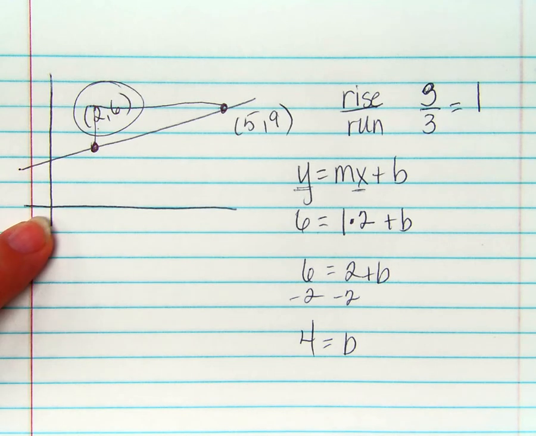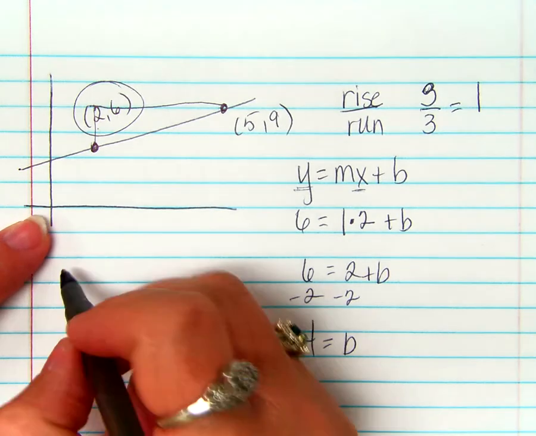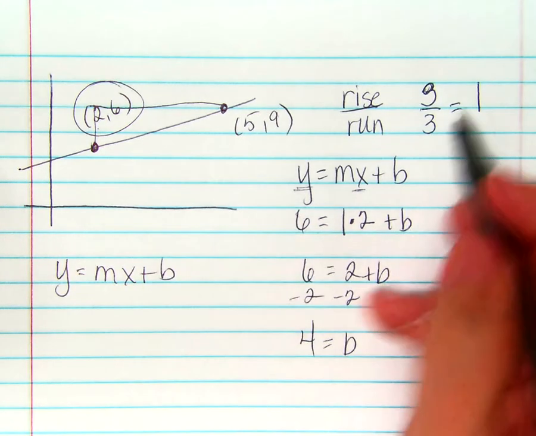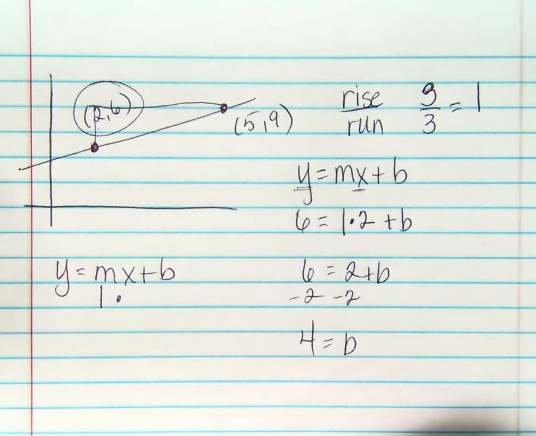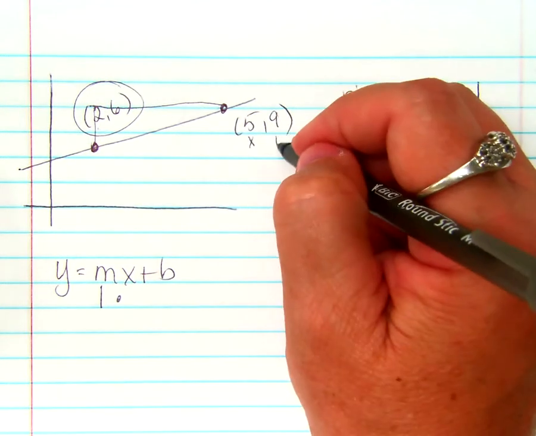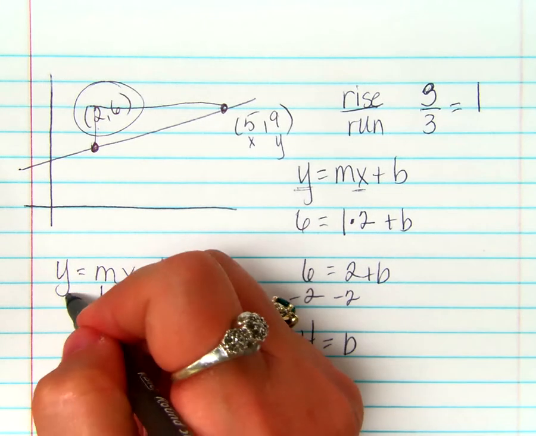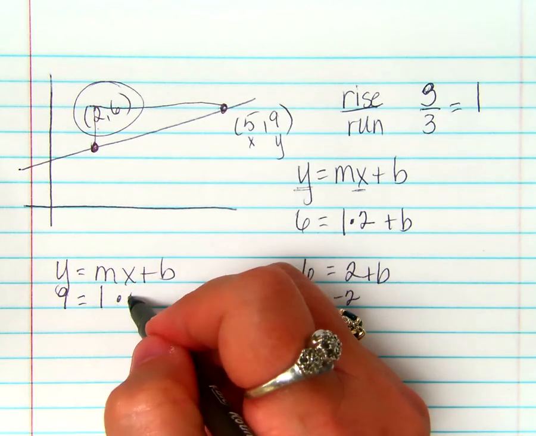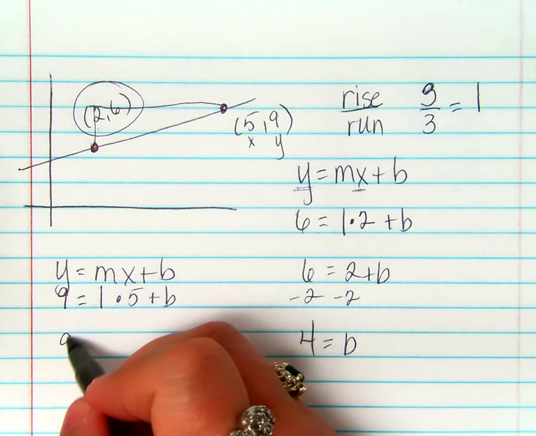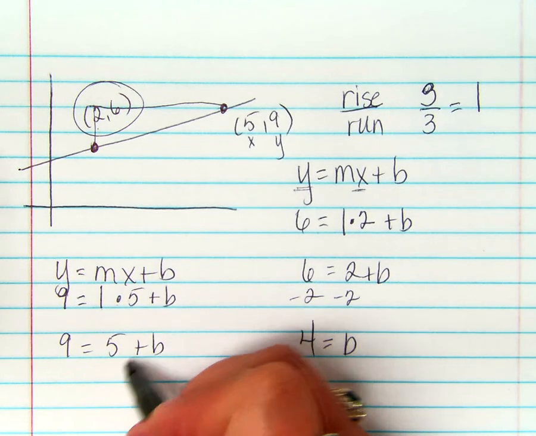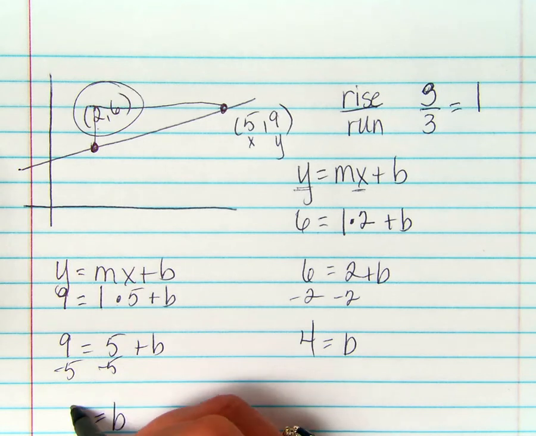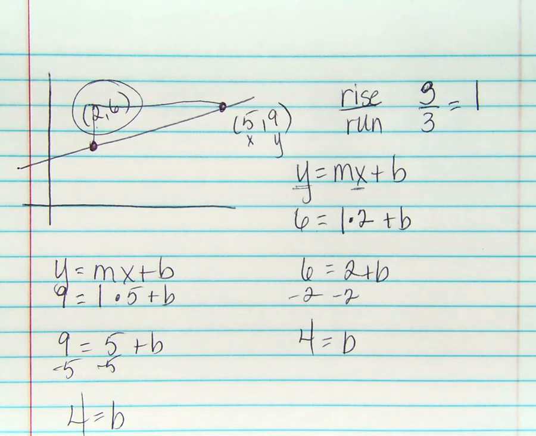However, I don't want him to think that I ignored what he asked me to do. Let's say y equals mx plus b, and I know my slope is m, so I know my m is 1. But this time I'm going to use the 5 and the 9. So my x is my 5, and my y is my 9. So 9 equals 1 times 5 plus b. What is 1 times 5? 9 equals 5 plus b. By subtracting 5 from both sides, b equals, oh my goodness.